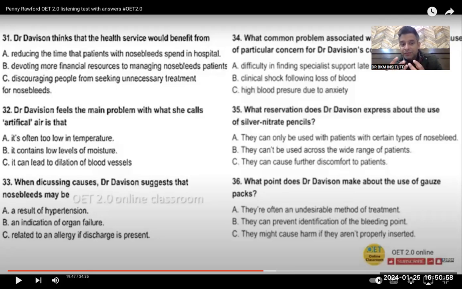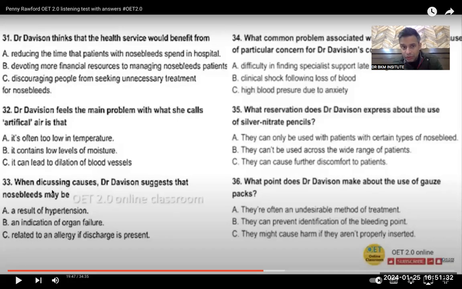Dr. Davison feels the main problem with what she calls artificial air is that. So artificial air is the second word, and the main problem with artificial air is what? So first question was health services benefit, means the tone of the question was positive, and this is talking about the problem, main problem. That means the tone is negative. Main is a very important word. There can be many problems, but we need to trace the main problem, and artificial is the word.